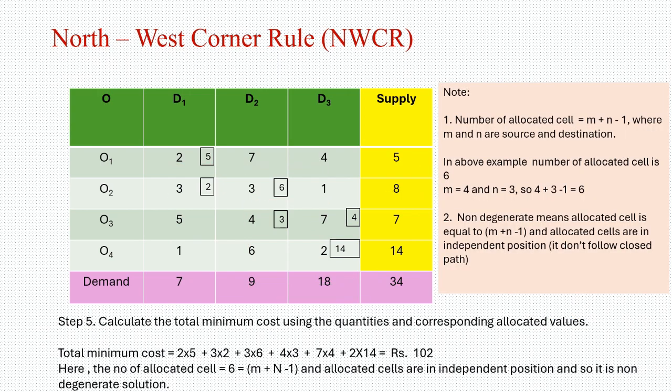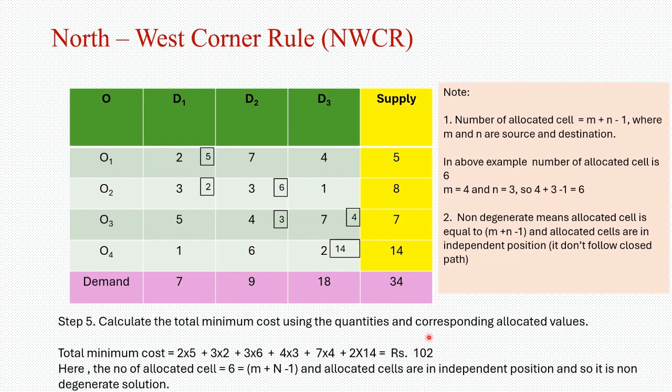These are quantities and these are allocated values. Calculate the total minimum cost of transportation by adding the product of the above values. Total minimum cost is equal to 2 times 5 plus 3 times 2 plus 3 times 6 plus 4 times 3 plus 7 times 4 plus 2 times 14 equals 102 rupees.